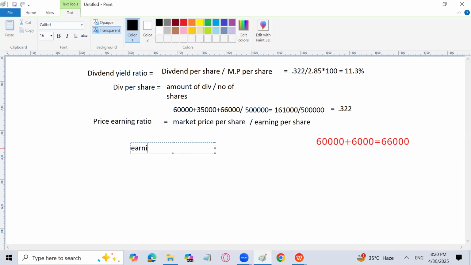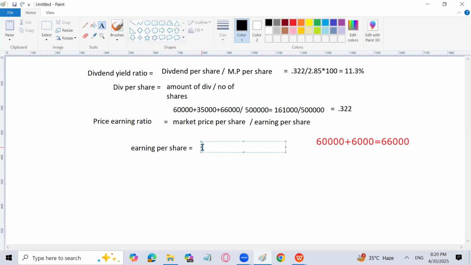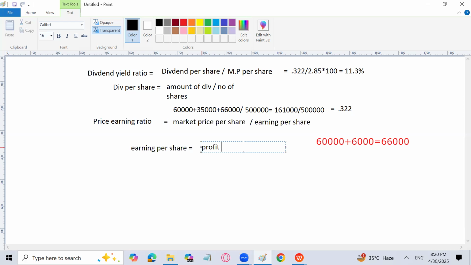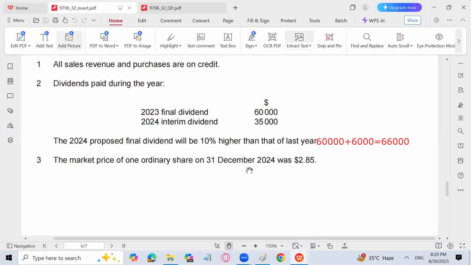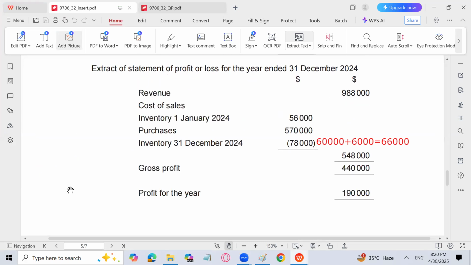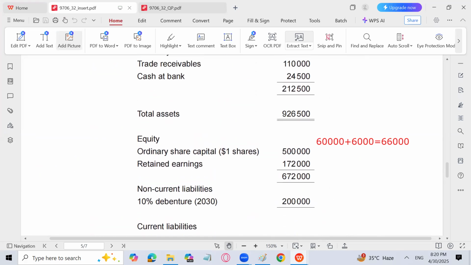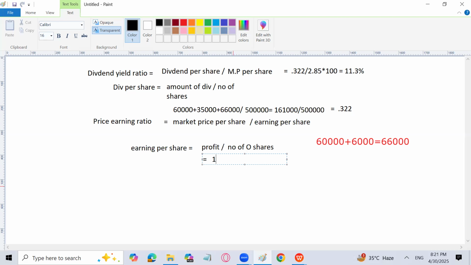So let's calculate earning per share. That is going to be profit for the year divided by number of ordinary shares. Previously, the formula was profit after tax minus preference dividend, but now preference shares are not a part of your course. So the formula is profit for the year divided by number of ordinary shares. Right? So let's see what the profit for the year is in the question. Profit is 190,000 and the number of ordinary shares is 5 lakh, same. So 190,000 divided by 5 lakh.